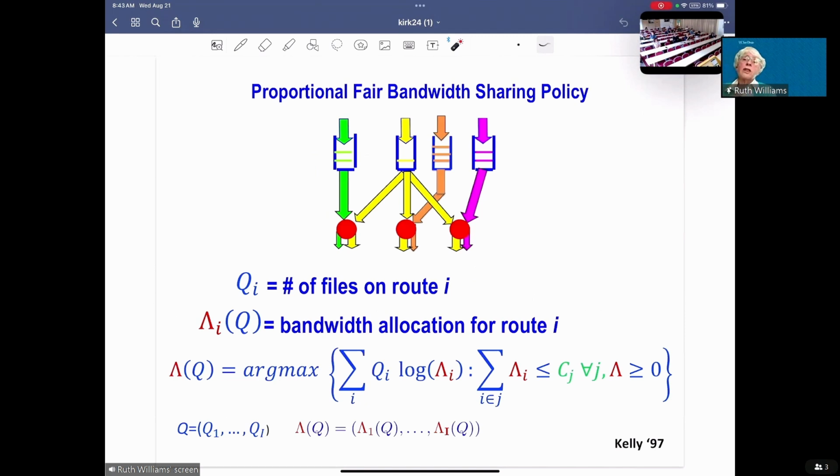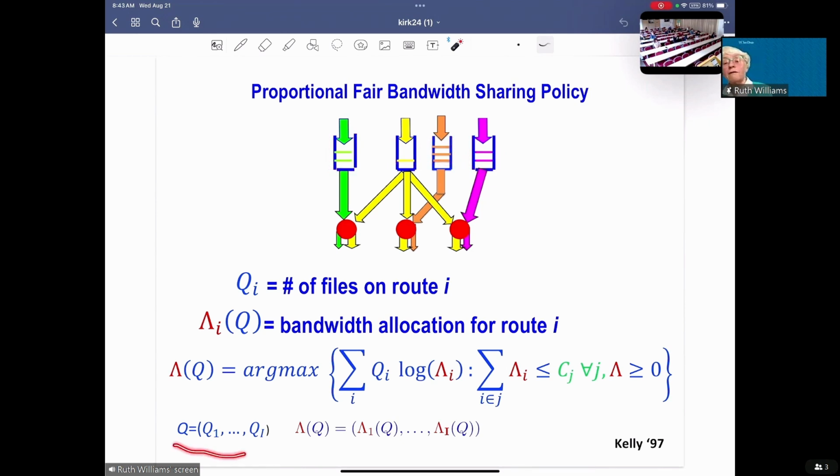And now, just like the multi-class queuing network scenario, I need to tell you how the resource capacity is going to be shared amongst each of these routes that go through the links. Again, we'd like to do this in a fair way. A natural generalization of what I talked about for multi-class queues is a policy called proportional fair sharing, introduced by Frank Kelly, associated with this internet type of modeling, which is a dynamic policy, just like the multi-class one was, that depends on how many files are currently on each of the routes.